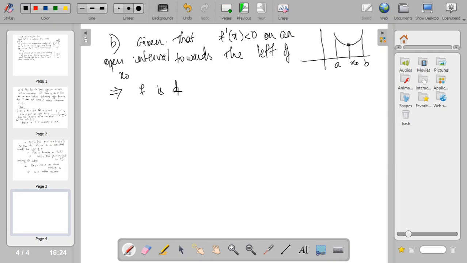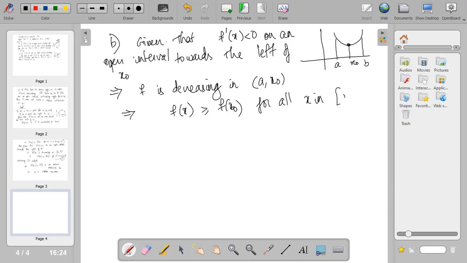So that implies f is decreasing in the interval a to x naught. So f of x will be greater than or equal to f of x naught for all x in the interval a to x naught. So we will call it 1.